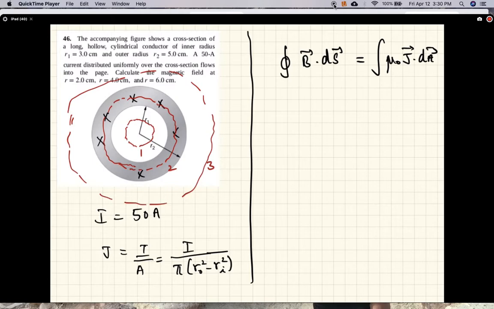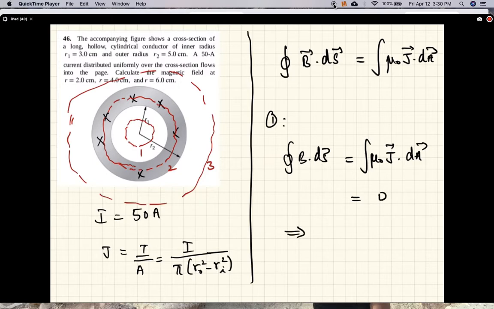And so let's do that. For loop 1, the field has to be 0 because from the symmetry of the problem, there's no current density, so this integral is 0. In the hollow, there's no current flowing, so this current is 0, implying the field inside is 0. The field inside the hollow region is 0.